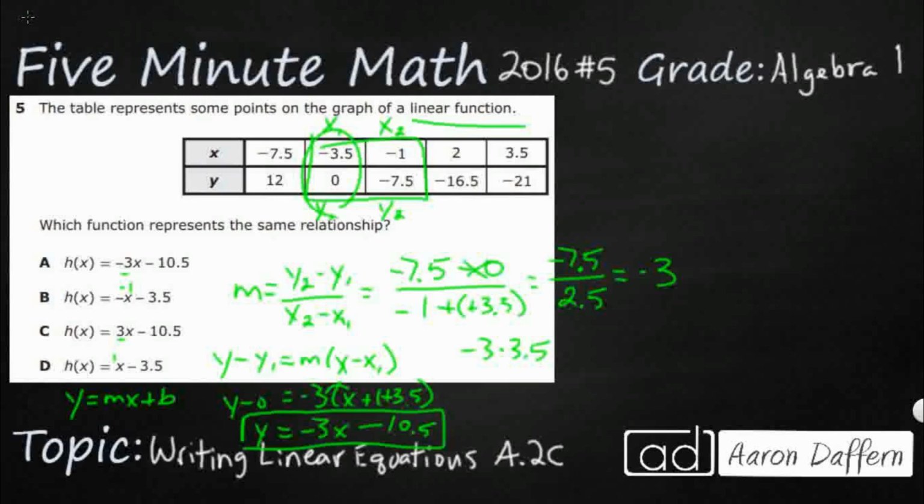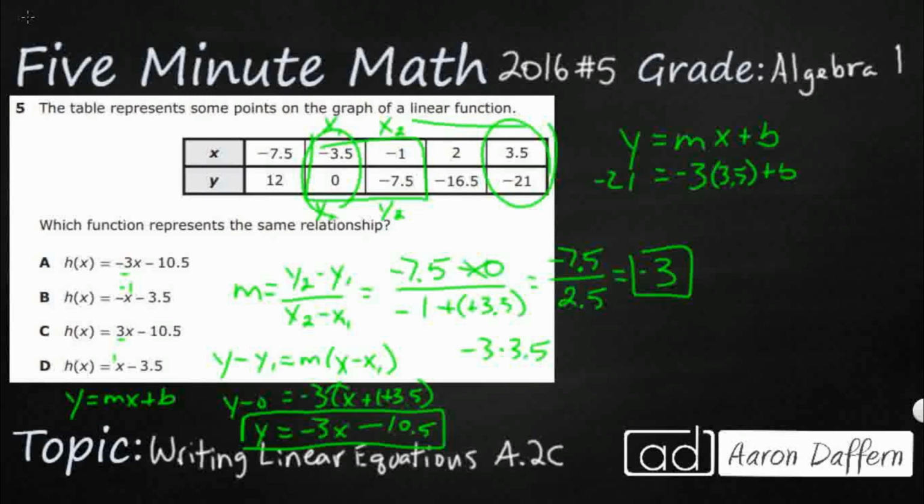Now, just to show you that you can do a different way, watch this. What if we get our slope-intercept form here? y equals mx plus b. All we know at this point is just the m, my slope. It's negative 3. What if I just plug in some numbers? Let's find a new one. My y, I'm going to replace with negative 21. I'm going to replace my x with 3.5.